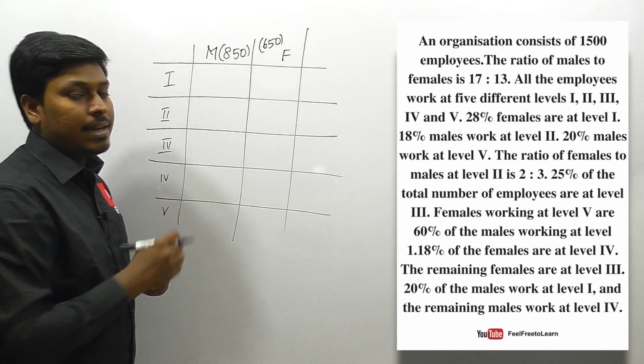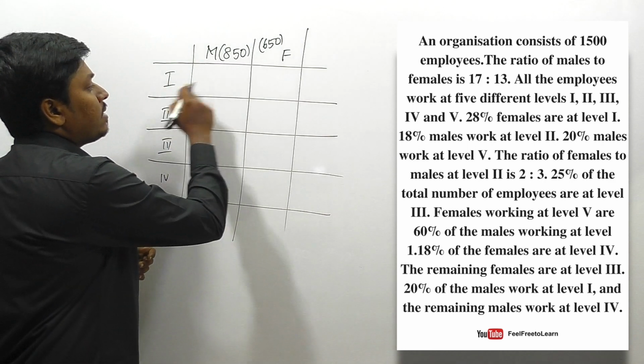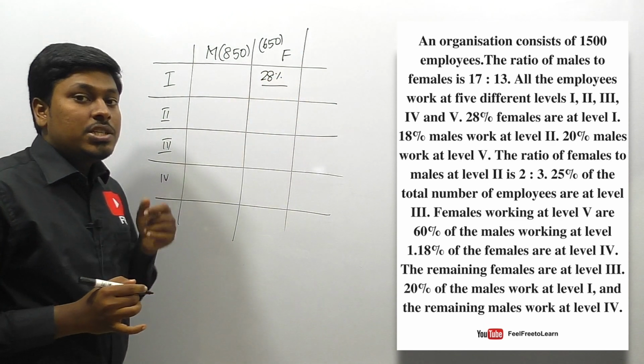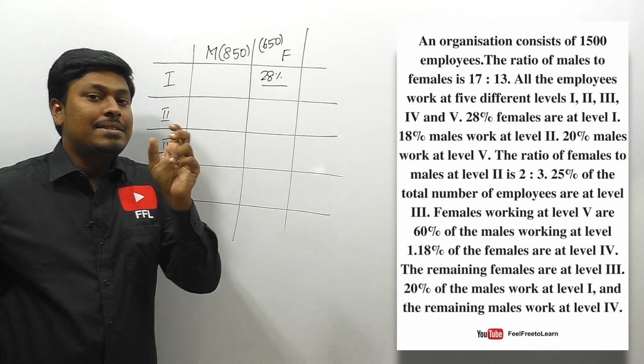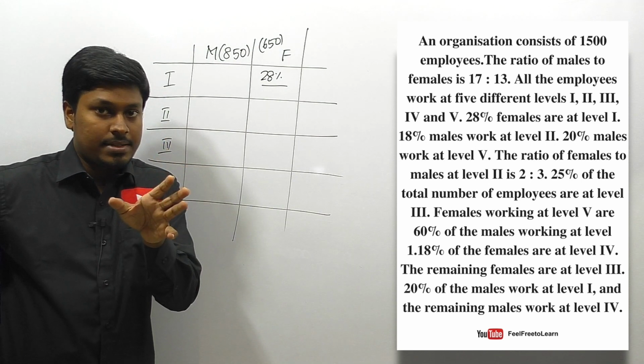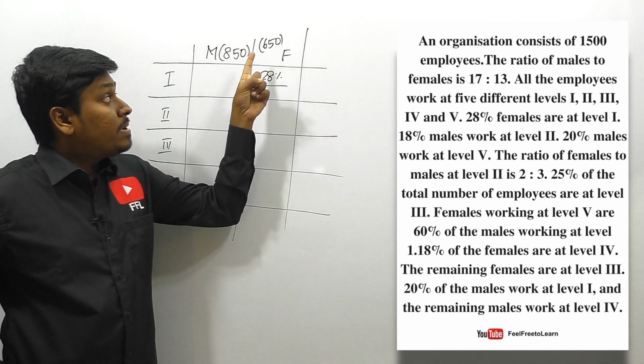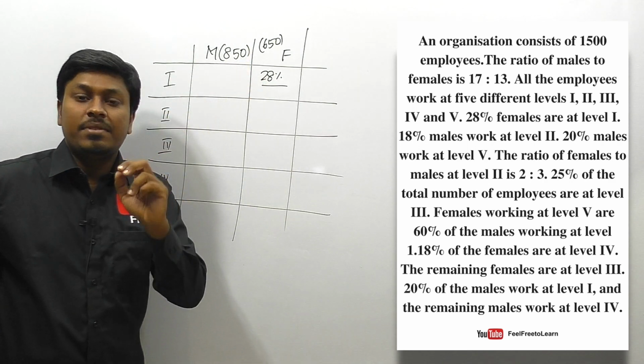28% females are at level 1. So friends, level 1 where females are 28%. Listen here friends, 28% can be taken as 30% minus 2%. Resultant will be 28, right? 30% minus 2%. 1% will be 6.5, 2% will be 13.